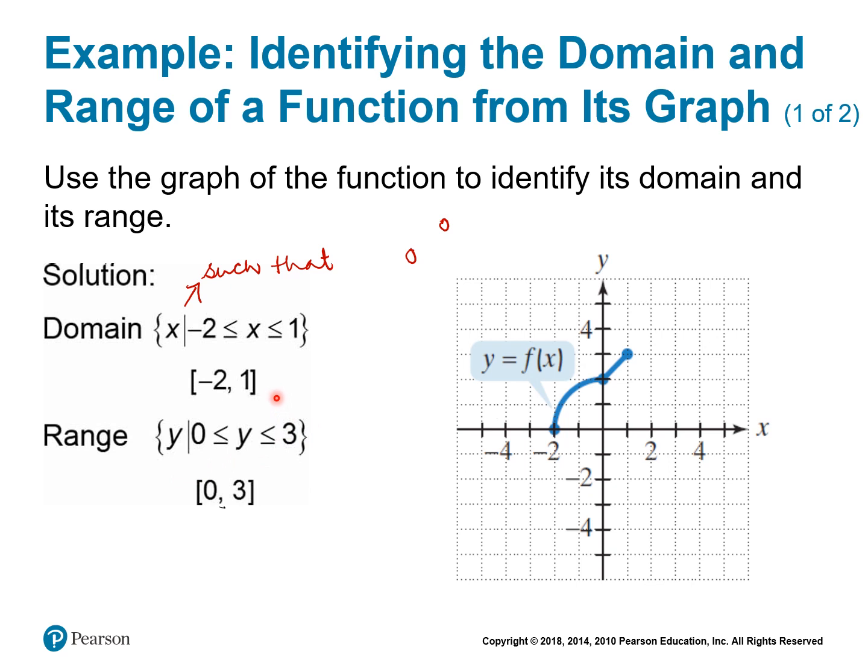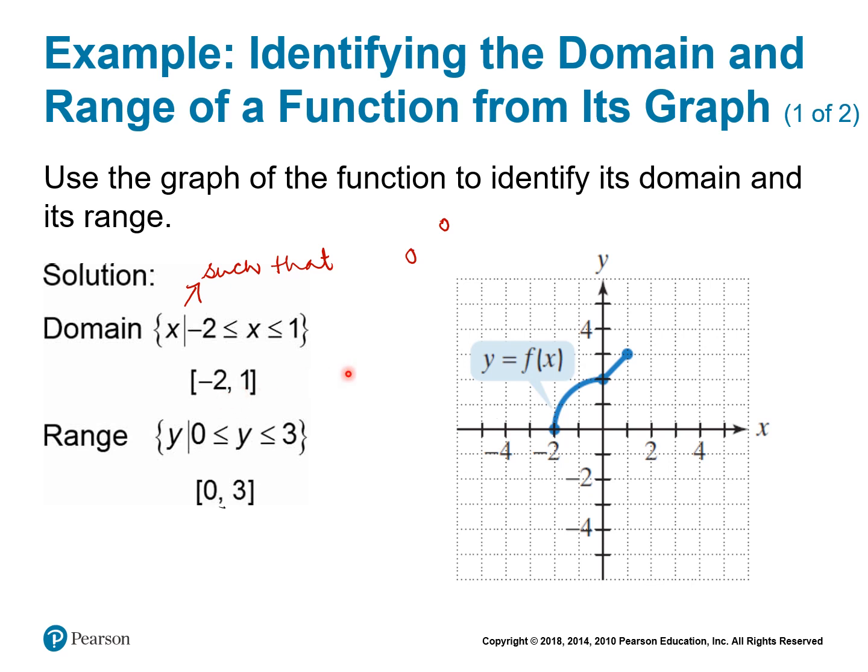The other way of writing it is in interval notation, where we use square brackets to surround the endpoints of the interval. We always start with the lower end of the interval, which is -2, and the upper end is 1. And this comma suggests all values between -2 and +1.